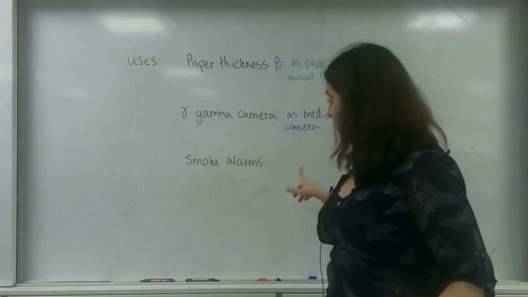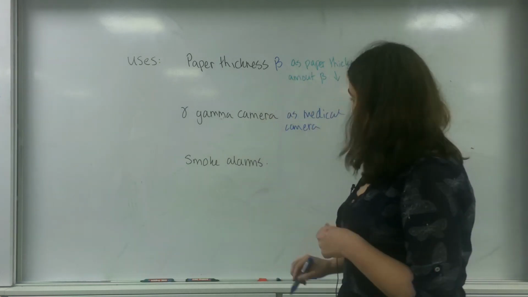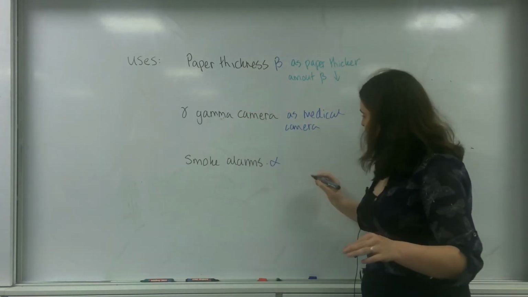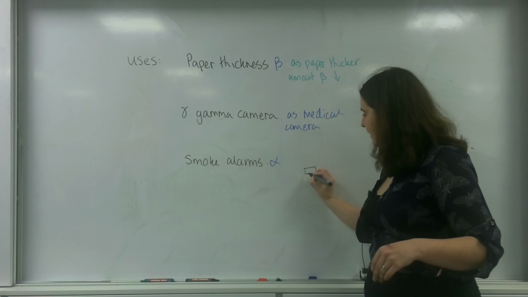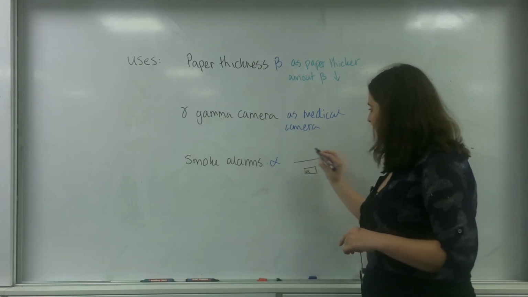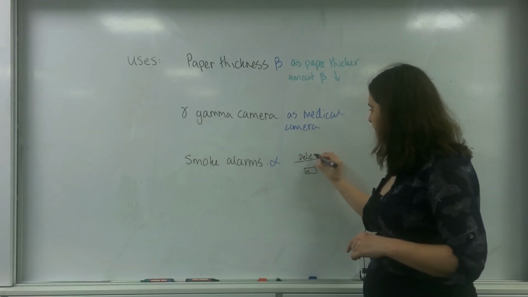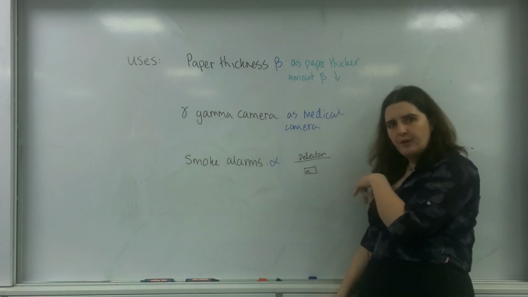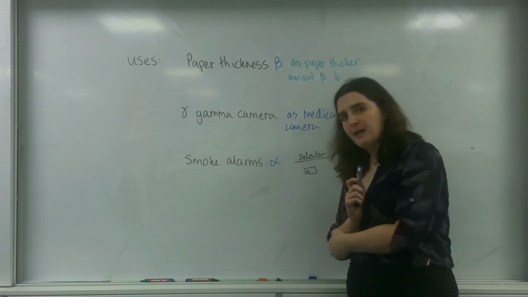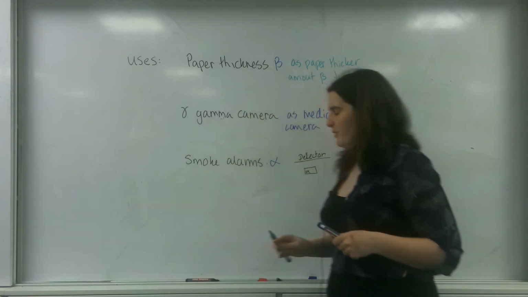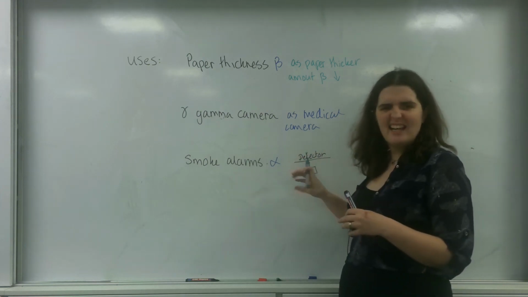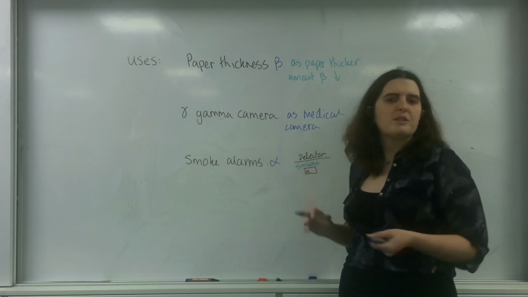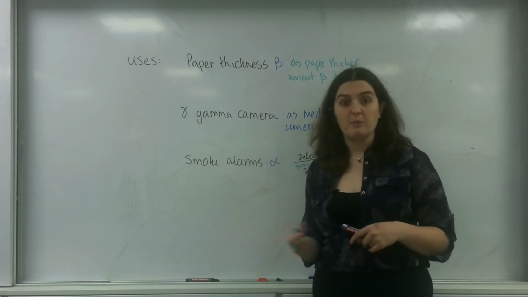Now the last one is the use in smoke alarms, and that is by using alpha. How a smoke alarm works is that you have an alpha emitter down here, and you have your detector up here. This detector will keep detecting alpha, but because alpha can be stopped by paper, it doesn't take much to stop alpha. If a lot of smoke gets in here, the detector wouldn't detect anything, and it will start the alarm circuit.